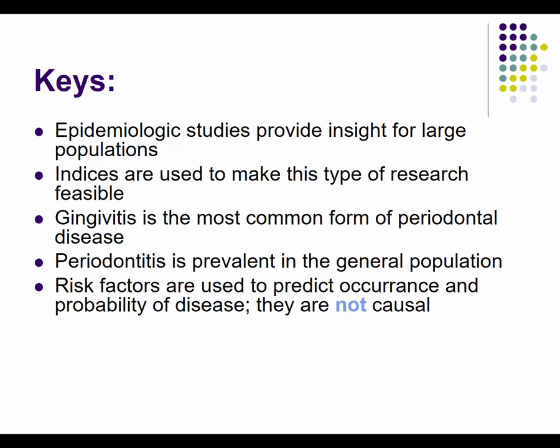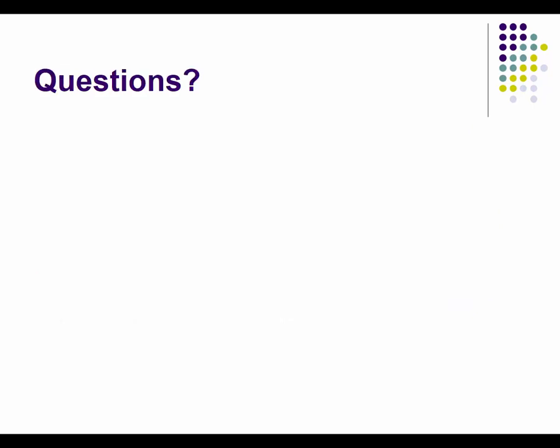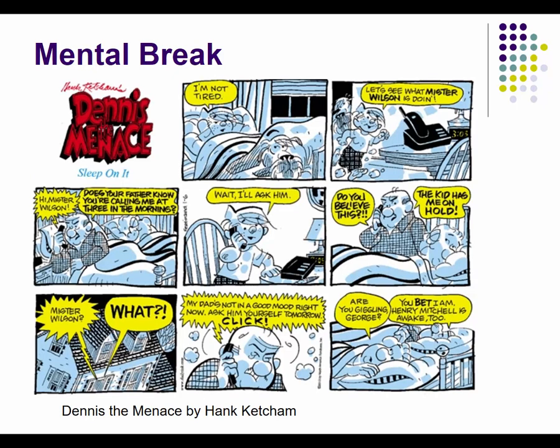What are the two biggest risk factors we need to keep in mind for perio? Smoking and diabetes. Very good. What questions do we have? Yes.